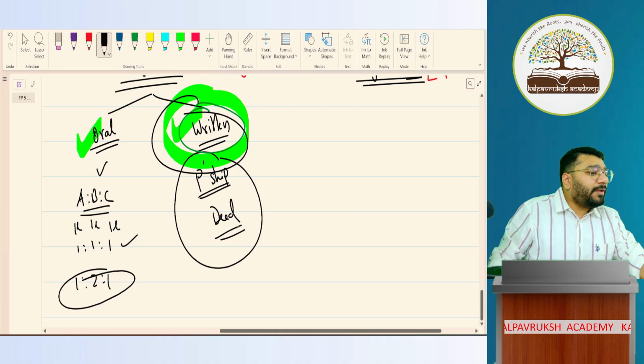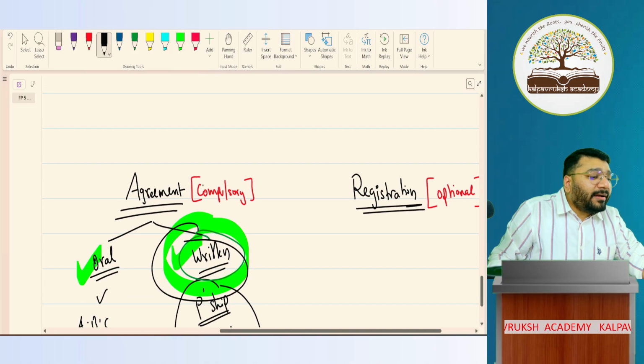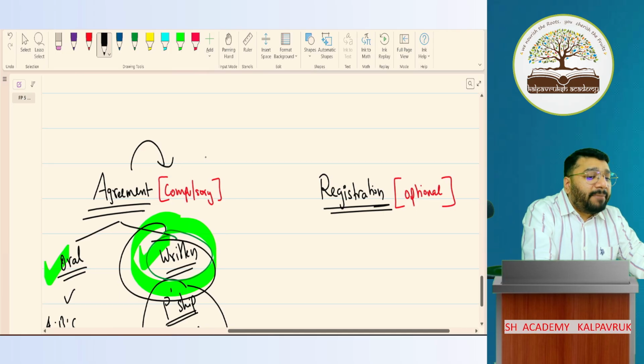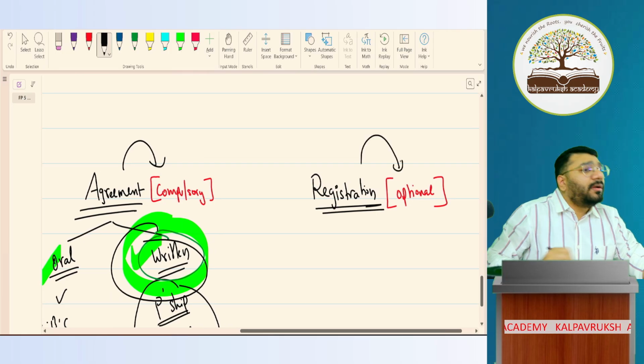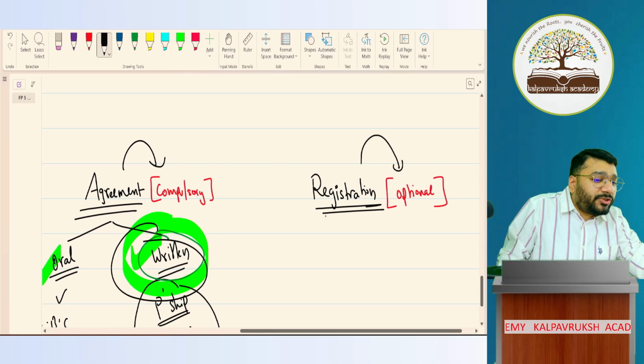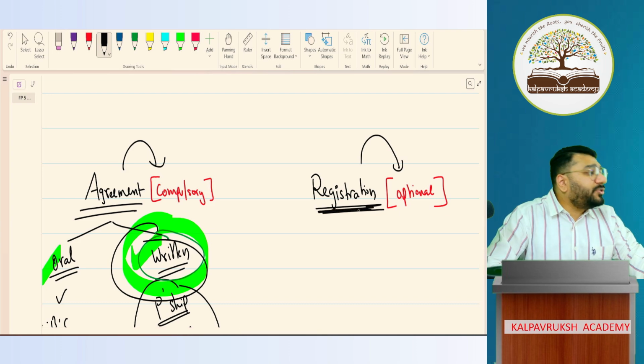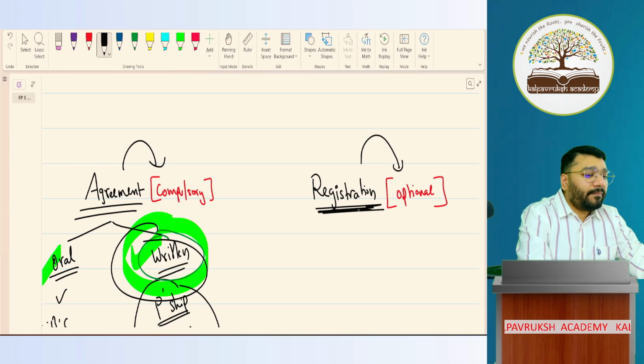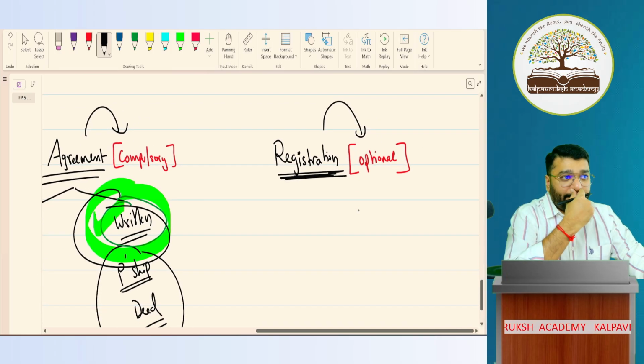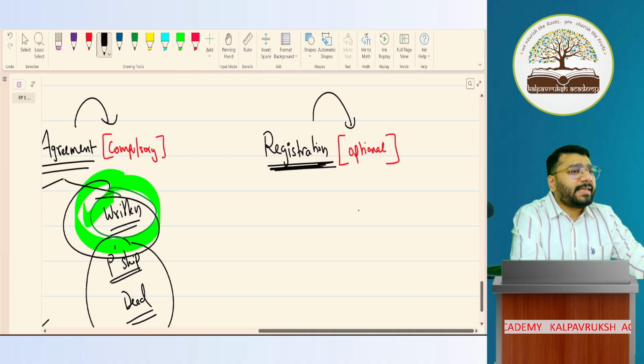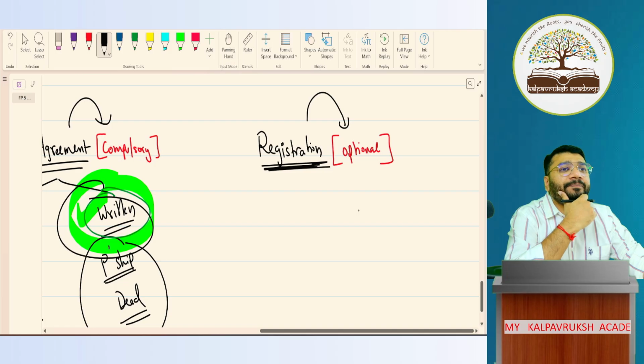Now listen to me very carefully. Having an agreement is compulsory, but registration of the same with the government is optional. What is the meaning of registration? Registration means registering the partnership legally according to the partnership law. More or less, I'll explain it in a more detailed manner.